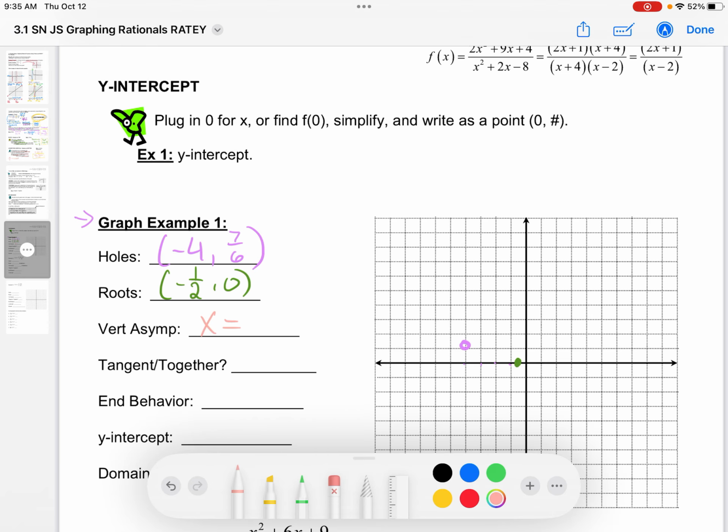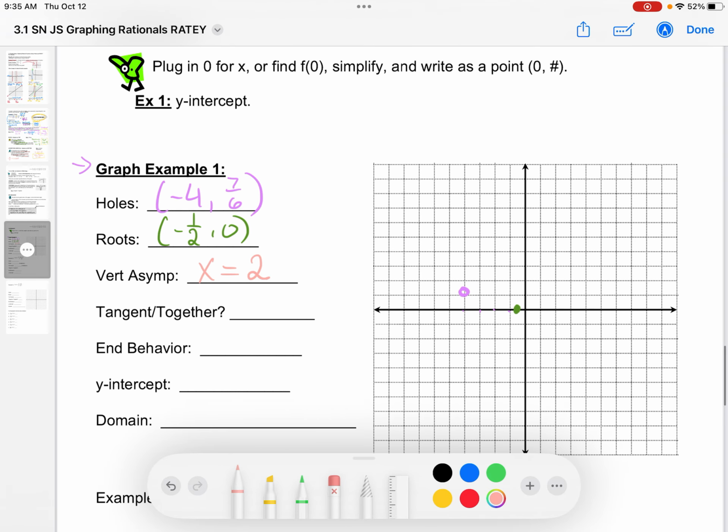So jump to page 4. Vertical asymptote is the line x equals 2. Then draw that line. Draw your asymptotes as dashed lines. They're not part of the graph, but we're going to use them to guide the graph.